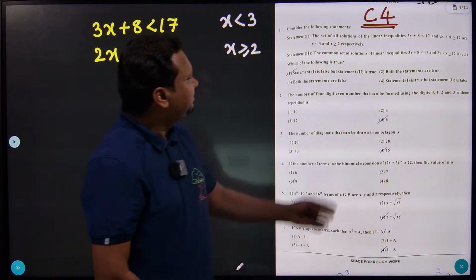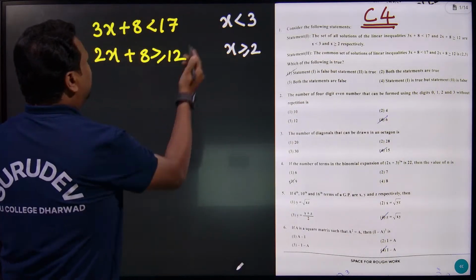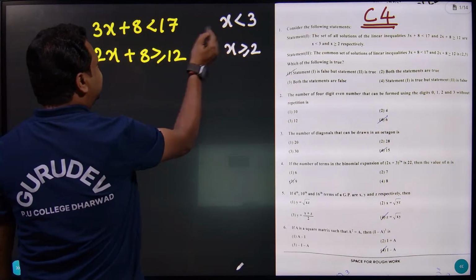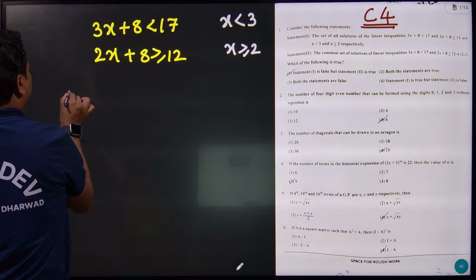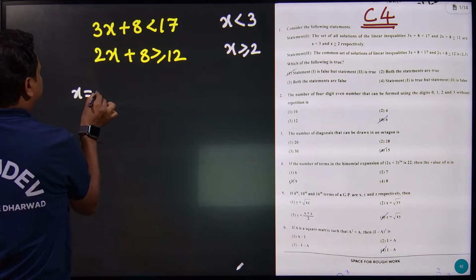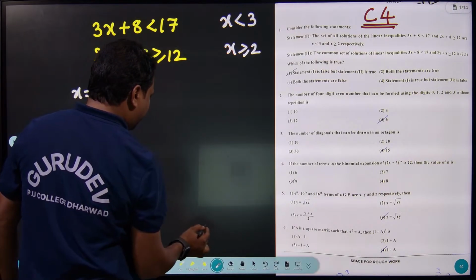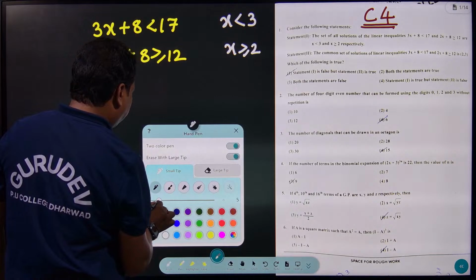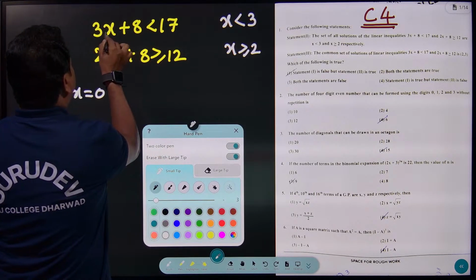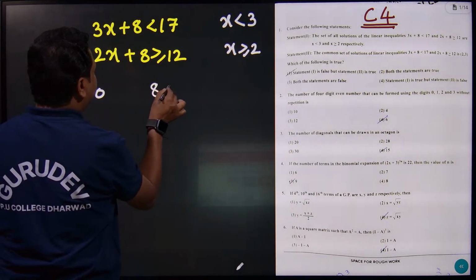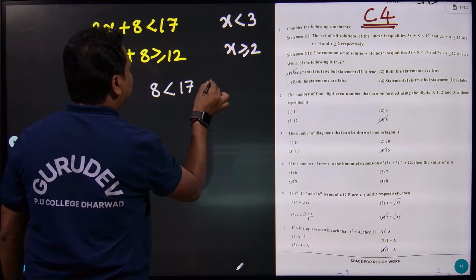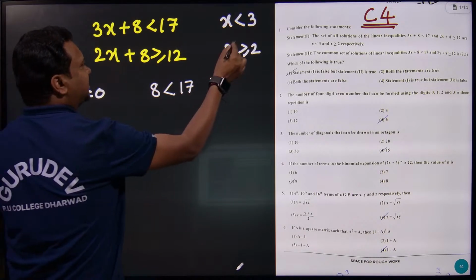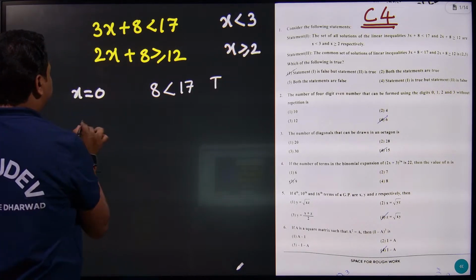Now how to check whether the statement is true or false? You have to put x is less than 3. Less than 3 andre I'll go for x equal to 0. X equal to 0 ಹಾಕ್ಬಿಡ್ರಿ. X equal to 0 ಹಾಕಿದ್ರೆ see what happens, 3 into 0 is 0, plus 8 is 8. 8 is less than 17. Is it true or false? True. Similarly x is greater than 2 ಅಂತ ಹೇಳಿದರೆ 3 ಅಂತ ಸಬ್ಸ್ಟಿಟ್ಯೂಟ್ ಮಾಡಿ.